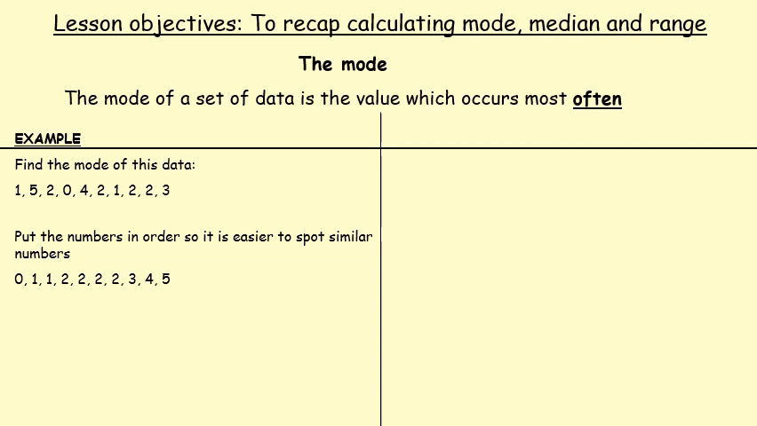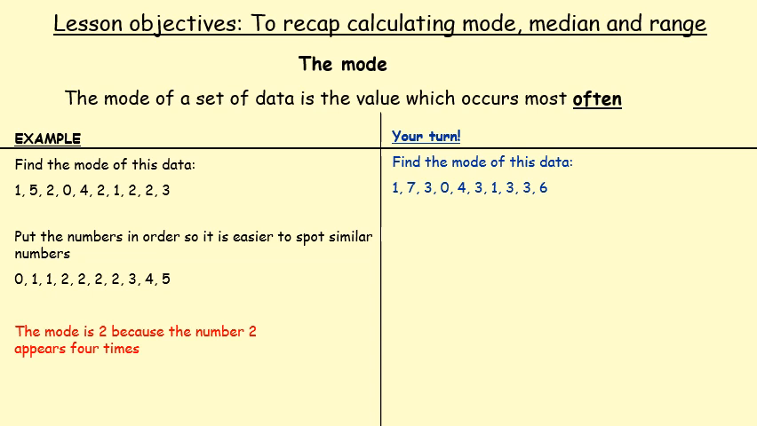So when we put the numbers in order of smallest to biggest, we end up with our same list, but it now reads 0, 1, 1, 2, 2, 2, 2, 3, 4 and 5. So it's really easy to spot that 2 is the number that occurs the most because it appears 4 times, therefore that is our mode. Okay, so I'd like you to try this example on the right. Please pause your video now and write down the question. And when you feel like you've had a go at this, unpause it to see the solution.